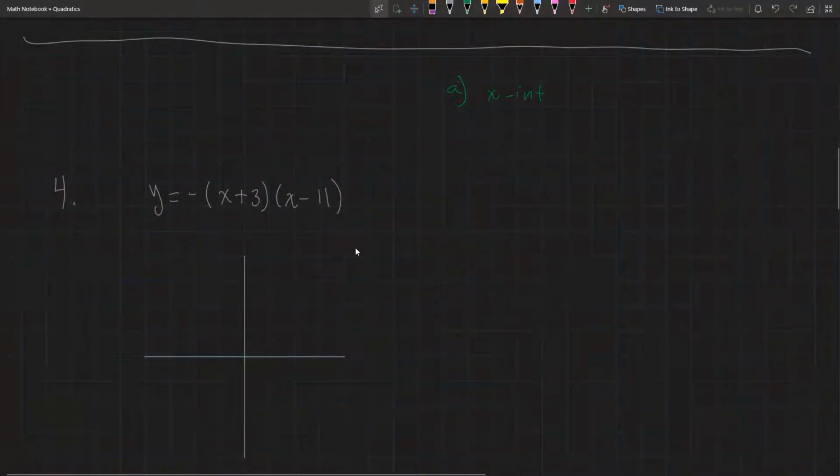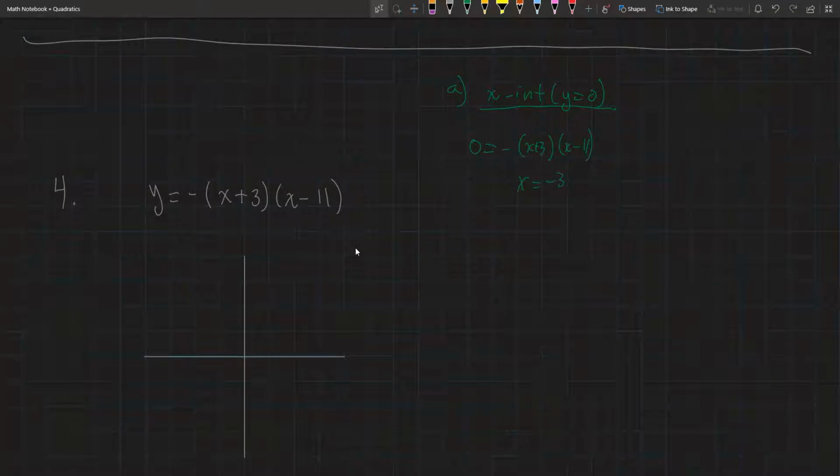X intercept is when what occurs? When y equals 0. There we go. X intercepts when y equals 0. And therefore, we know that 0 equals negative something times something. I think for the next few, I probably shouldn't have written this. Okay. X equals -3 or x equals 11.